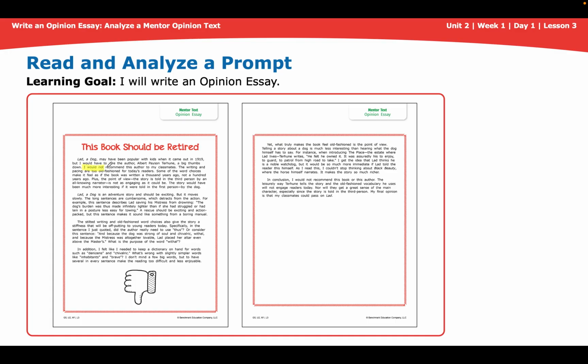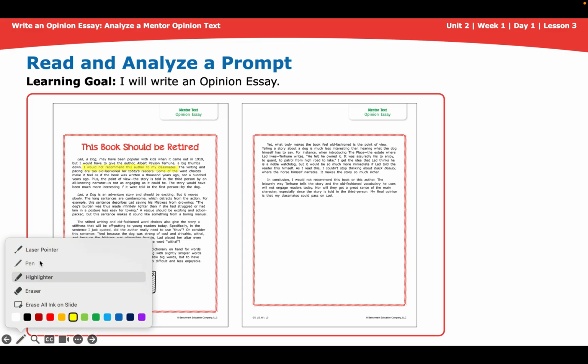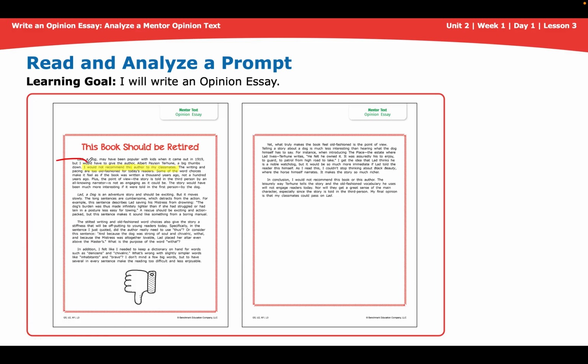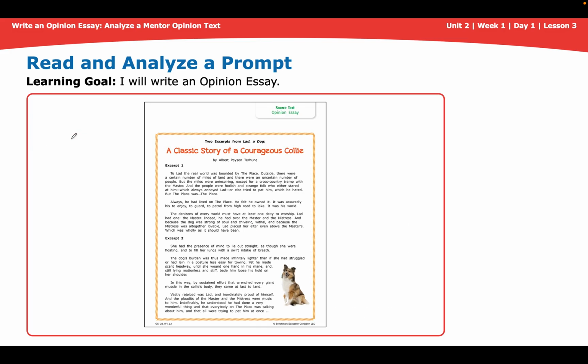There's the opinion, right? Because the prompt was asking whether you do or do not recommend the book to classmates. So we're going to label that. And it is sort of hard to write this since I don't have a touch screen, but I'm doing my best. Okay, so we labeled it opinion.